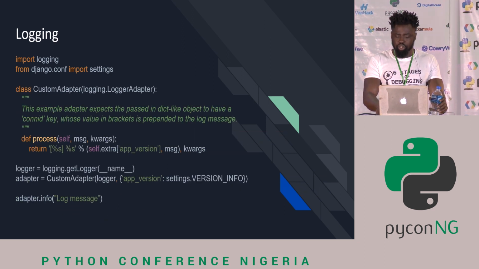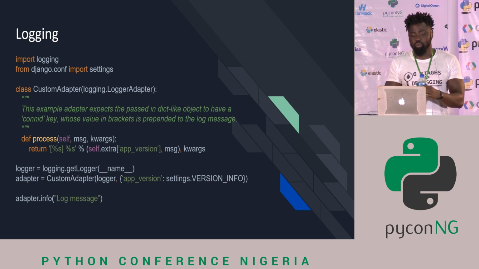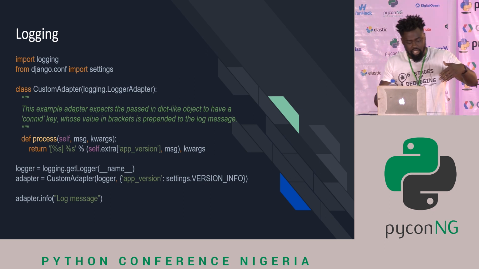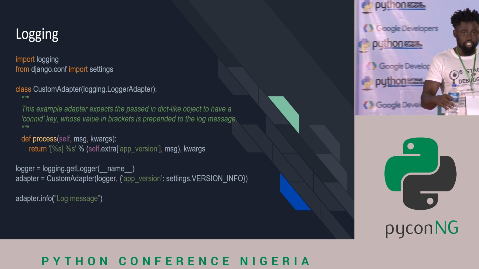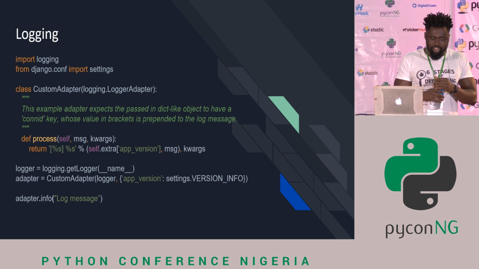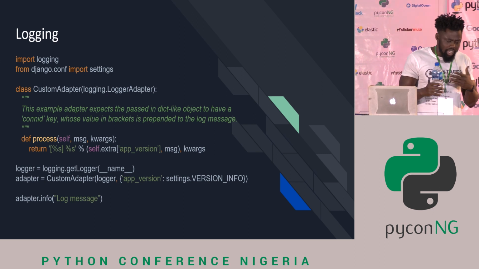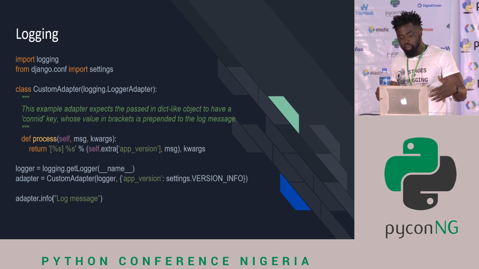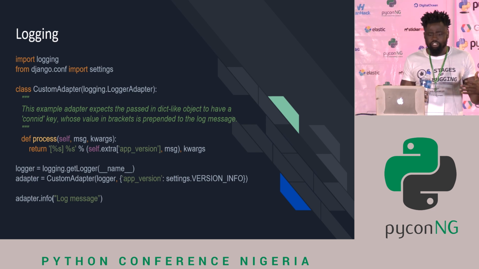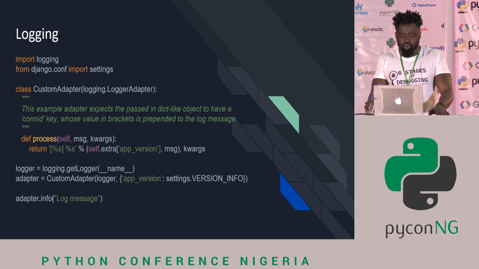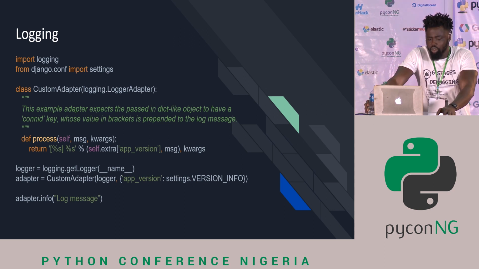Another way to achieve this is to use what is called the logging adapter. So with the logging adapter, you can extend the LoggerAdapter class, and you can inject the context of your application in your log file. That way, when you're trying to debug, you don't spend too much time trying to find out what version of your application this error is coming from, and it also allows you to reproduce your error quickly. So if you're running version A on the remote server, in your log file, you'll be able to see exactly what version you're running, and you'll be able to reproduce the bug on your local machine.